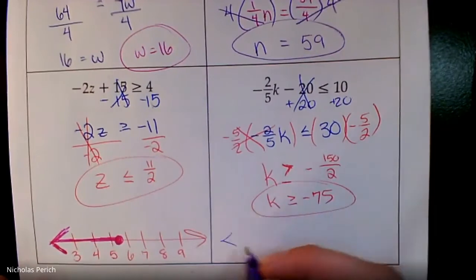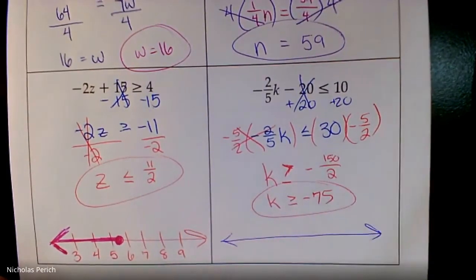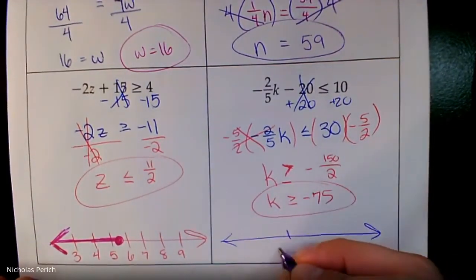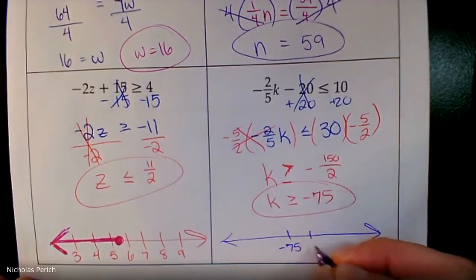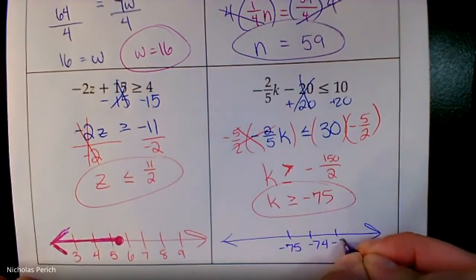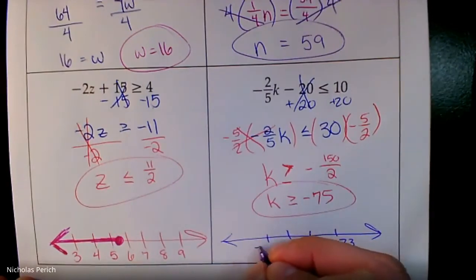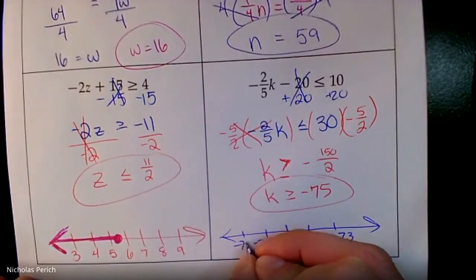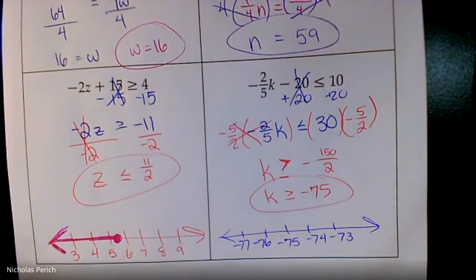So I'm going to make my own number line, as I did last time, and I'm going to put -75 right there in the middle, and then -74, and then -73, and over here -76 and -77. I'm going to put a circle smack dab on.